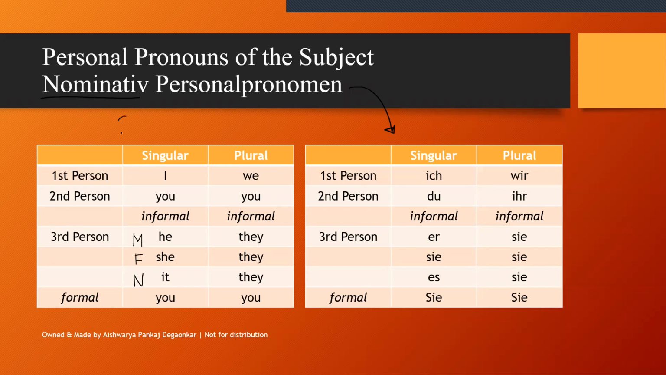Nominative is just another word for subject. So you will notice that the table is identical. Again, in German, we have the first person singular, first person plural, second person singular, second person plural. But here, the pronoun is changing. Whereas in English, the pronoun remained identical.